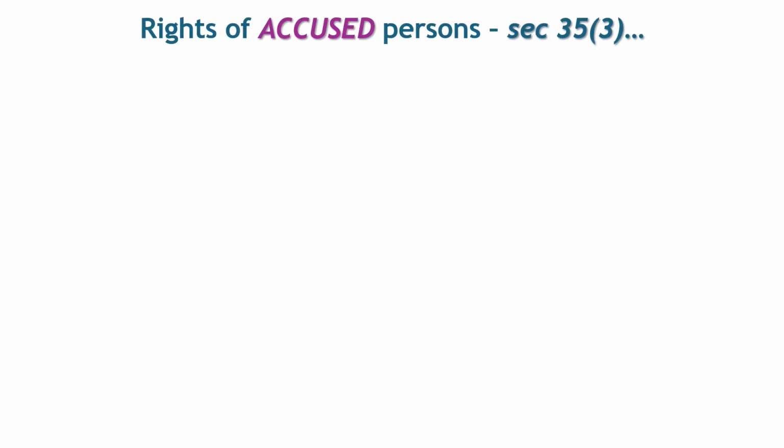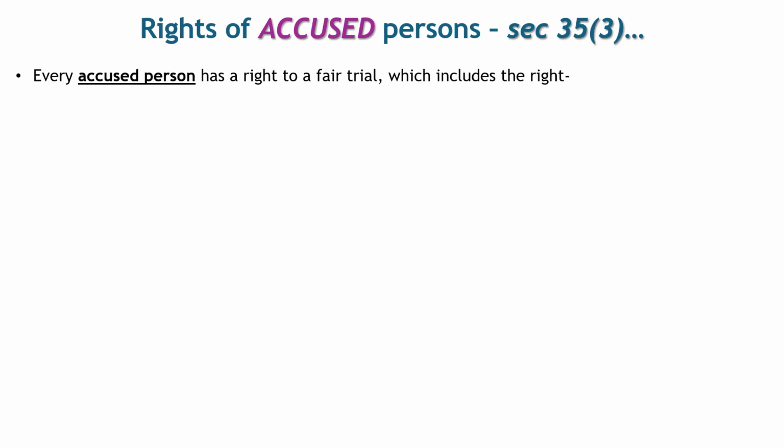Let's have a closer look at the fair trial rights of an accused person in terms of Section 35(3) of the Constitution. So the section starts by saying every accused person has a right to a fair trial, which includes a number of rights. In other words, the essence of Section 35(3) is to ensure that the person is given a fair trial, fair and reasonable administration of justice.